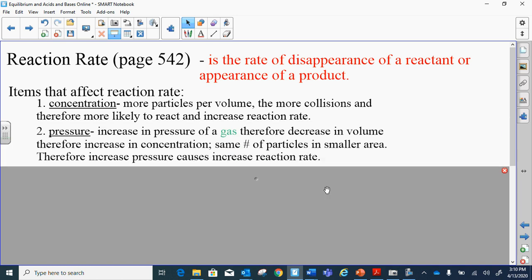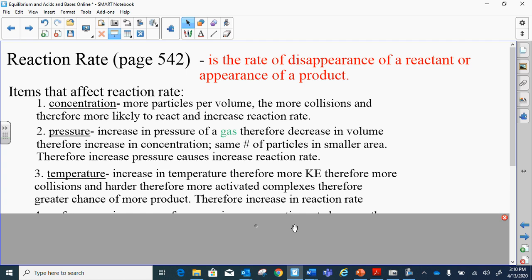We could also look at pressure, but take note, I've highlighted the word gas in a different color, different font, because this only pertains to systems involving gaseous particles. So if you wanted to affect the reaction rate, you could increase the pressure. If you're increasing the pressure, you're decreasing the volume. Therefore, you're making it more concentrated. So just think of a balloon. If you increase pressure, you're making that balloon smaller. If it's smaller, there's less room for those gas molecules to move. So they're going to hit one another more frequently, and that's going to cause an increase in reaction rate.